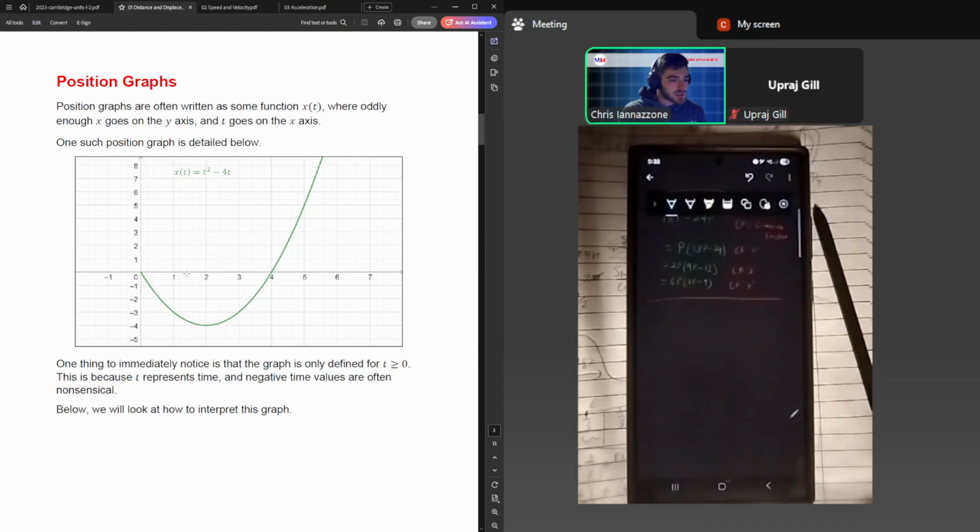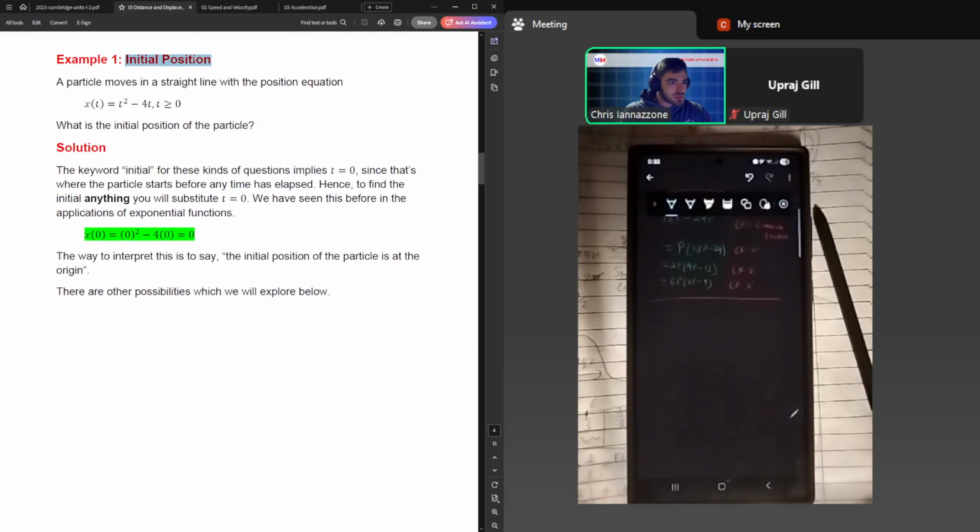One thing that's worth pointing out as well is that these are only ever going to be defined for t being greater than or equal to 0. This is because t is representing time, and negative time values would be things going in the past, essentially. So usually not particularly helpful.